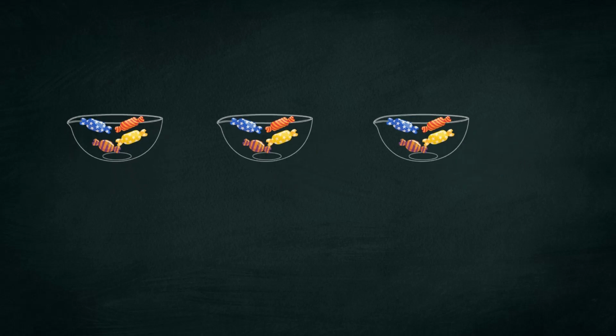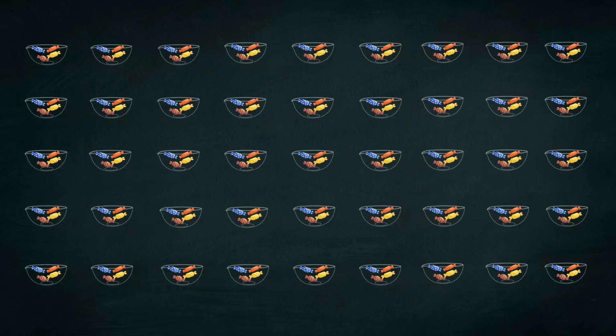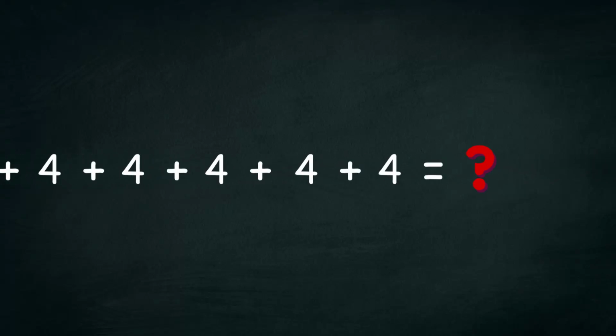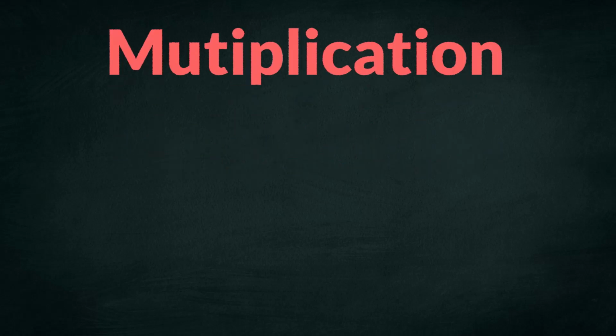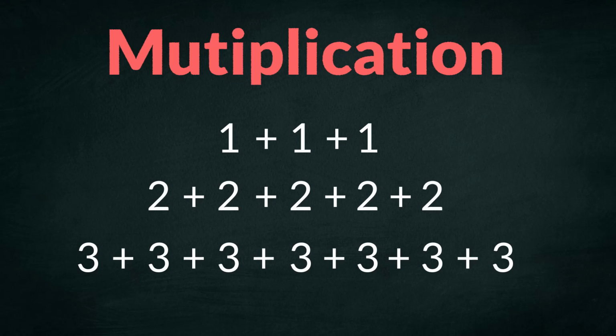But what if there are 20 bowls, 30 bowls, or 50 bowls? Surely we can't count them all or use addition. That would take way too much time. And that's where multiplication comes in handy. Multiplication is adding the same number multiple times, but it's written way simpler.